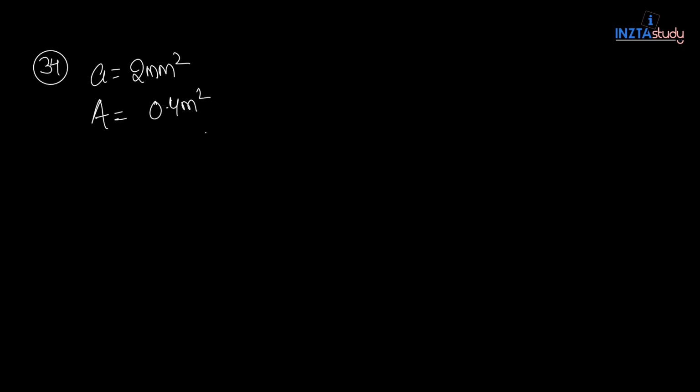Hello everyone, so this is problem number 34 of chapter fluid mechanics. In this question it is given that water leaks out from an open tank through a hole of area 2 mm square. So the area of the hole is equal to 2 mm square, and the cross-section area of this tank is 0.4 meter square. The height of the tank is equal to 80 centimeter.